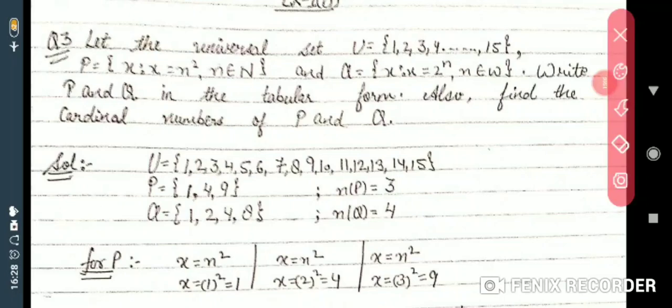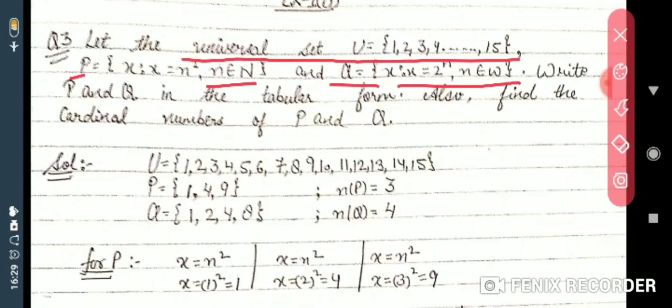Next, let the universal set be given. Universal set means the set which contains all the elements of P as well as Q. P is x such that x equals n square and n belongs to natural numbers. Q equals x such that x equals 2 to the power n and n belongs to whole numbers. Write P and Q in tabular form and also find their cardinal numbers. So as you know, what will be the set U? 1, 2, 3, 4 and so on till 15 you have to write.